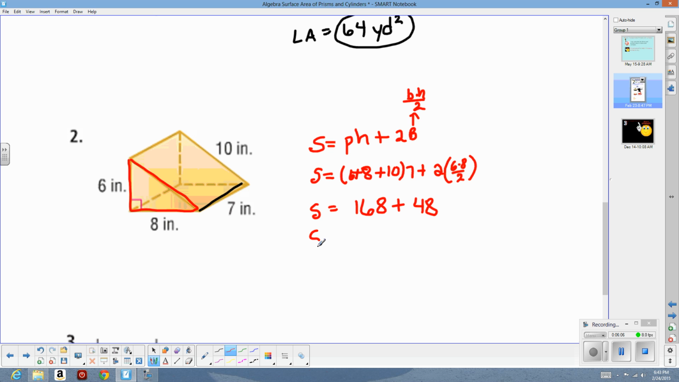Now we're going to go ahead and add those two things together. 168 plus 48, that's 216 inches squared. And then the lateral area, remember, is just this rectangle that would wrap around those two triangles. That's this part of our formula. So it's 168 inches squared.